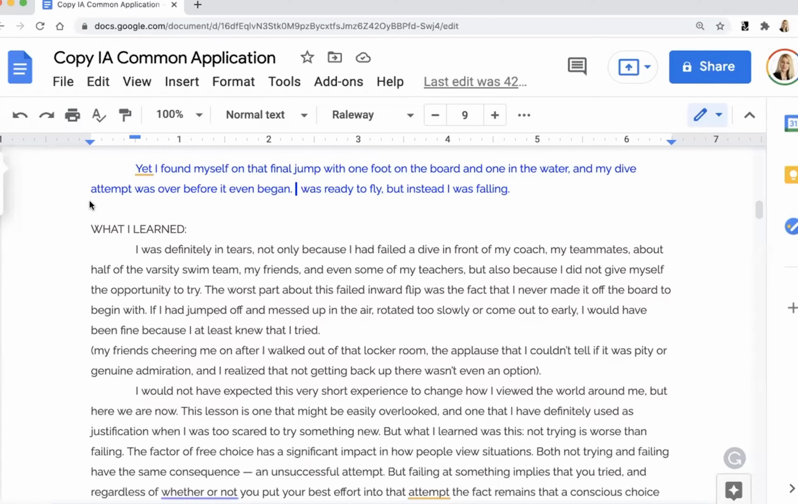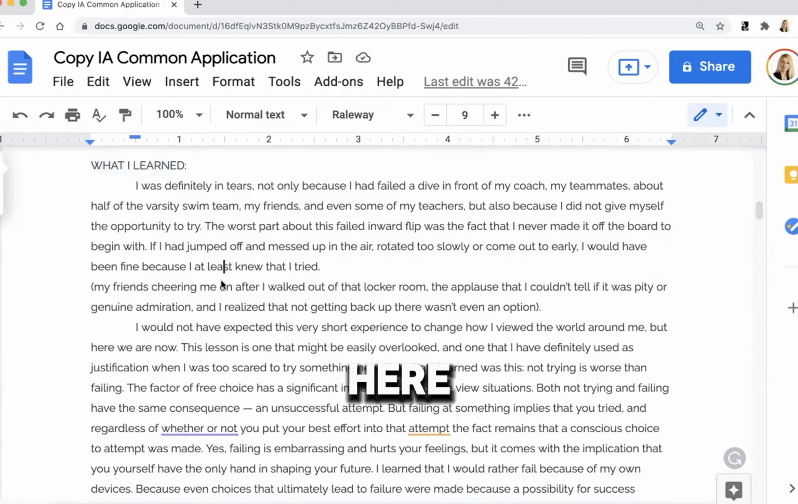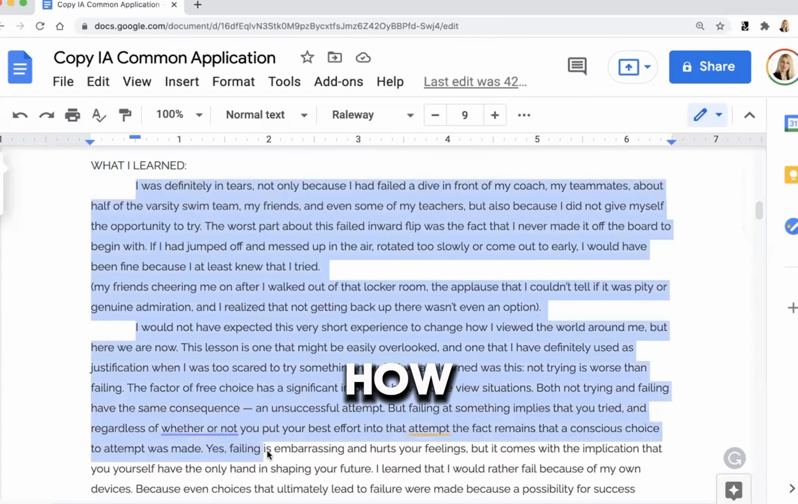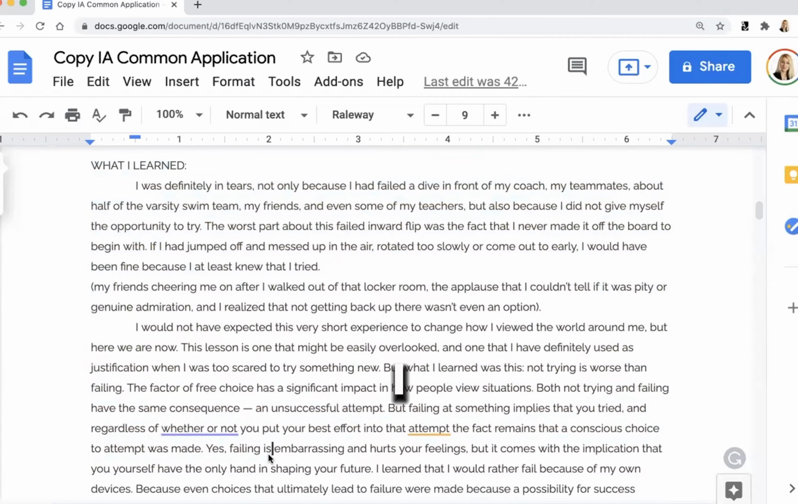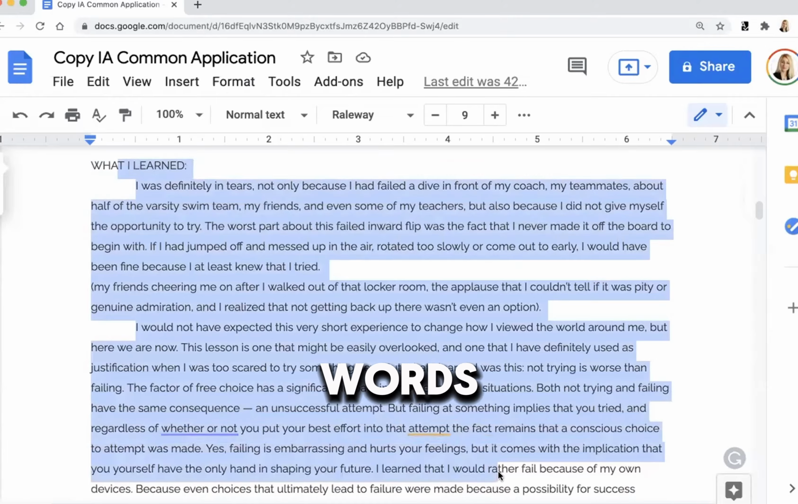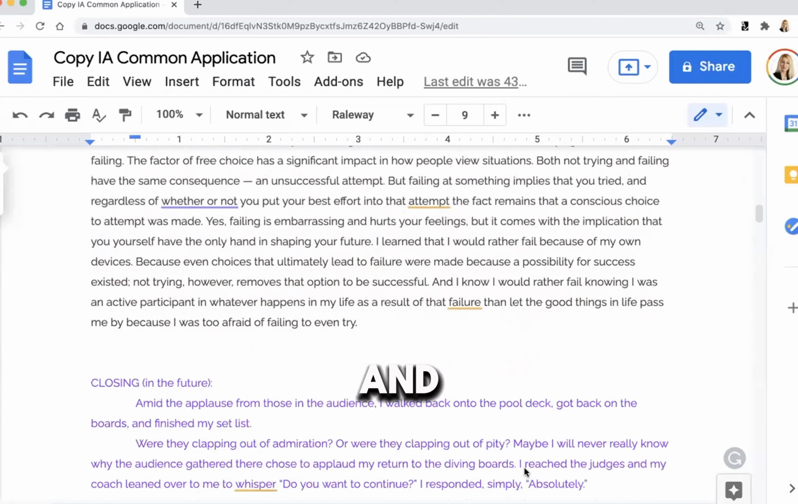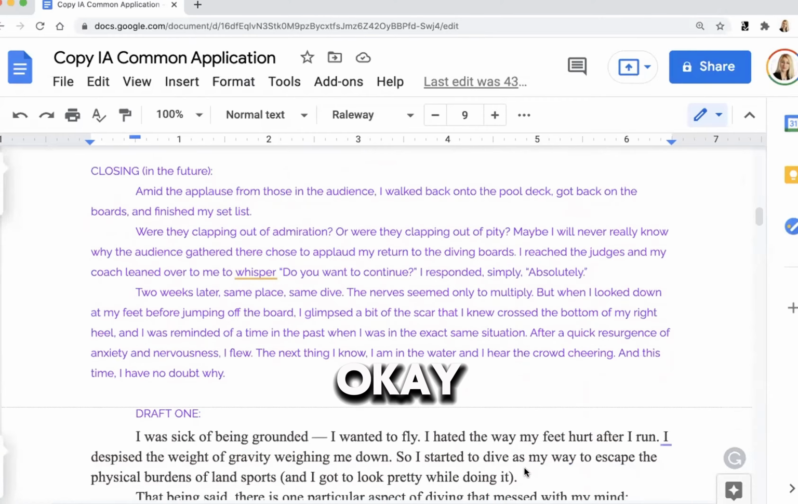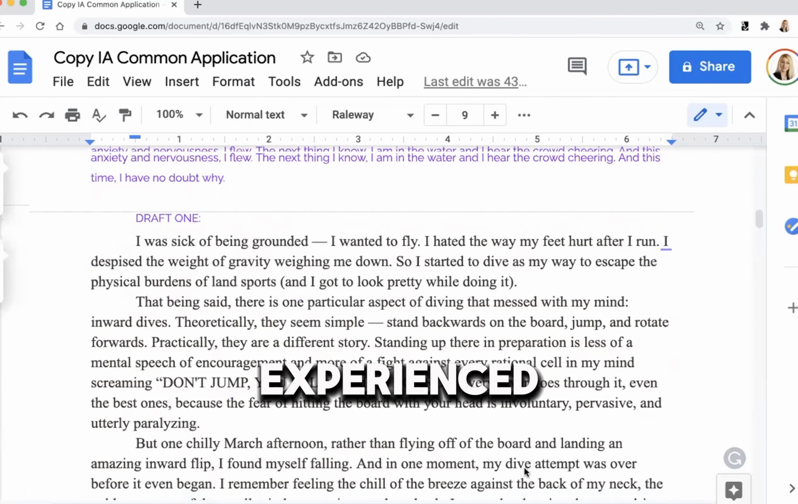Okay. What I learned, she put down here. Okay, I was definitely in tears, not only because I had failed a dive. Now here she had to explain exactly how she felt. So from this experience, we could take down maybe 2 words. So we want about 500 words of what she has learned. So we can take 2 or 3 out of these 500 words and make it really, really tight. Okay. Then she went into the future and what she experienced.